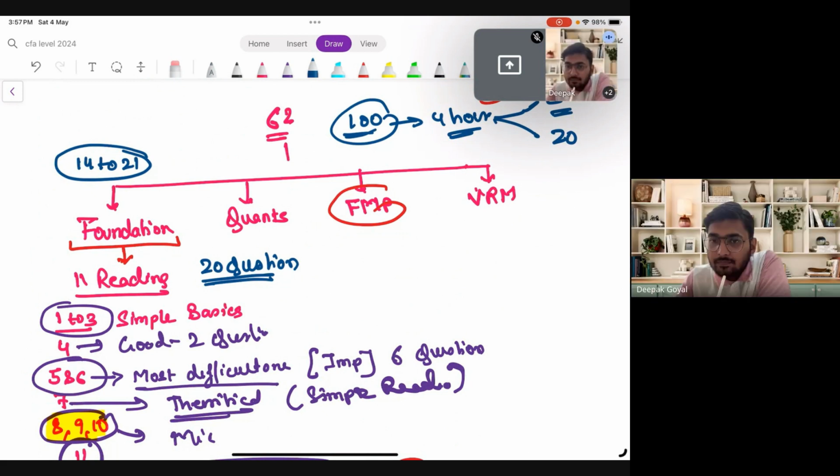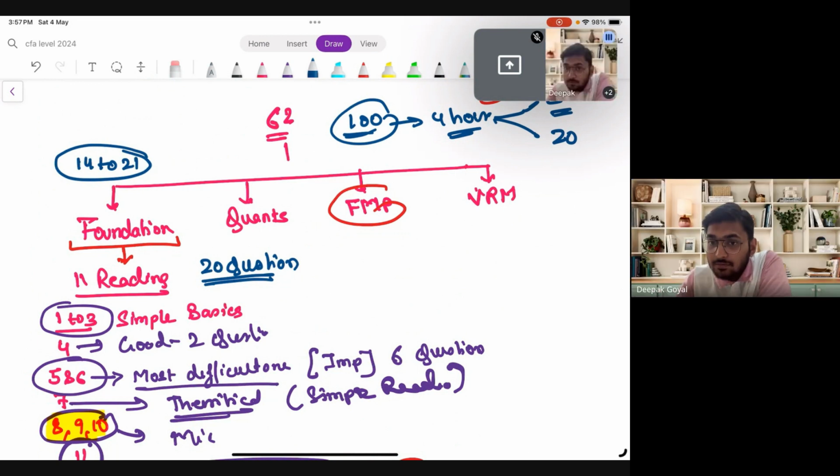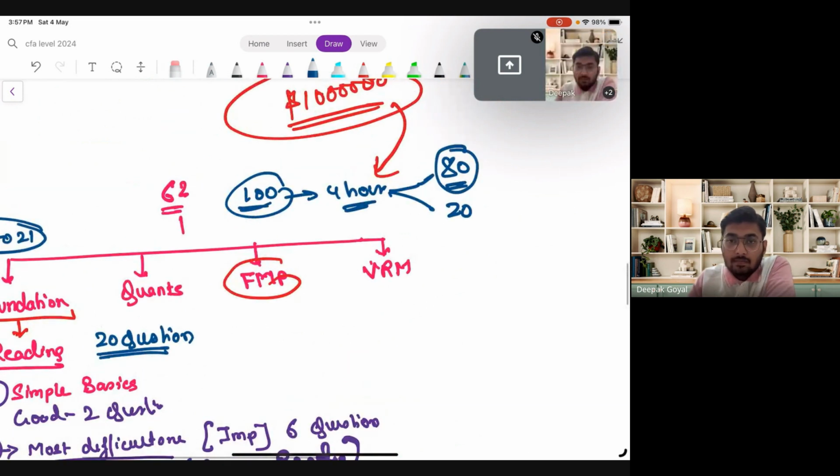When you say practical, you mean those will be the mathematical ones? Yeah, numerical ones where you have to use the calculator. Okay, and 80 questions are theoretical, but conceptual. It's not about learning. You don't have to learn anything in FRM. Everything is conceptual.